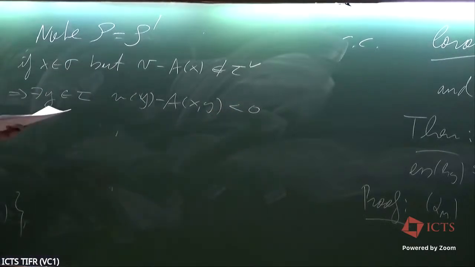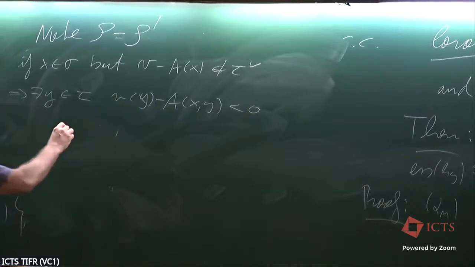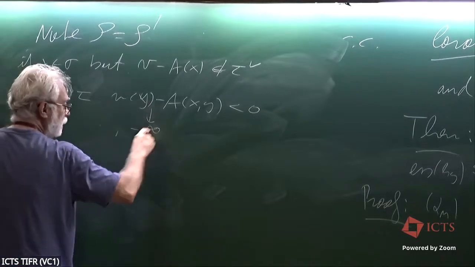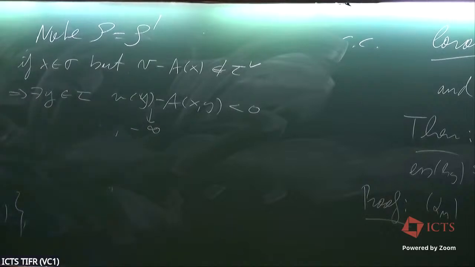But tau is a cone, so I can make y as big as possible. So I can make this go to minus infinity. Since this can go to minus infinity, when I take the infimum for all y in tau of this quantity, this is minus infinity. But minus infinity is the neutral element of the supremum. Hence, it's like it is not there.